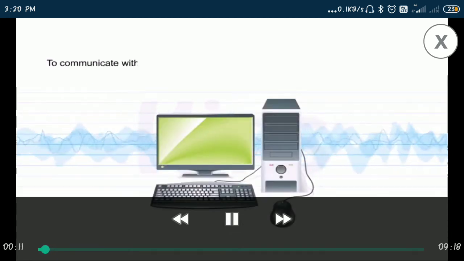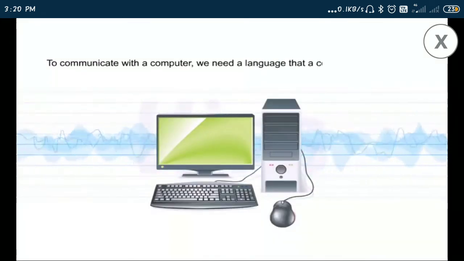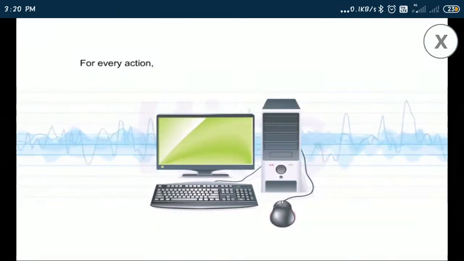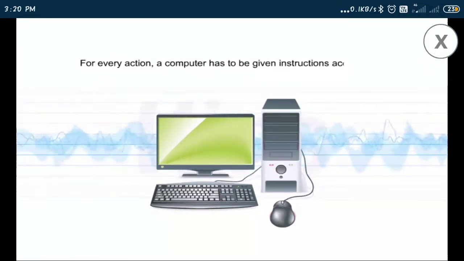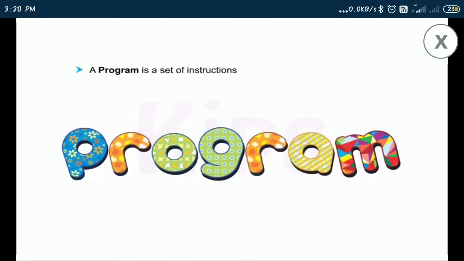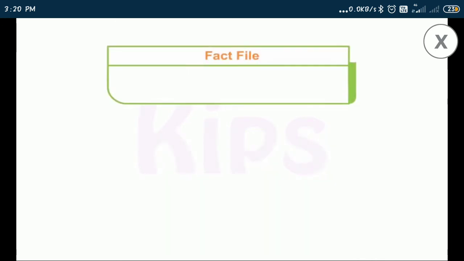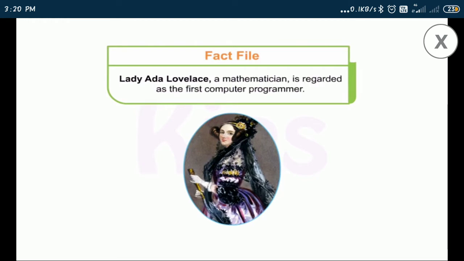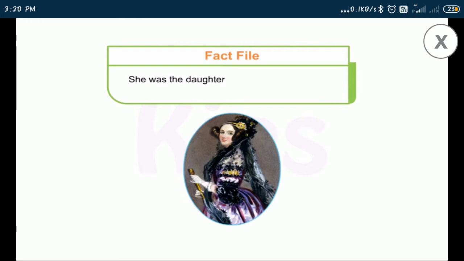So let's start. To communicate with a computer, we need a language the computer understands. For every action, a computer has to be given instructions accordingly. A program is a set of instructions that tells the computer what to do. Students, let's know the fact. Lady Ada Lovelace, a mathematician, is regarded as the first computer programmer. She was the daughter of famous English poet Lord Byron.